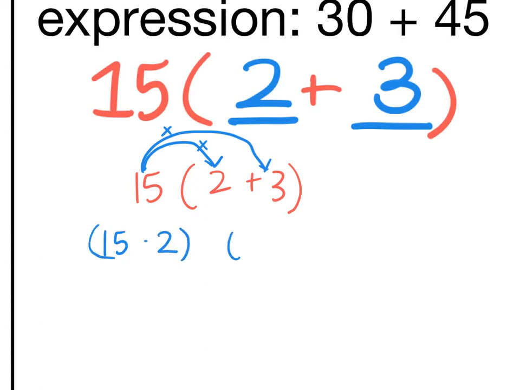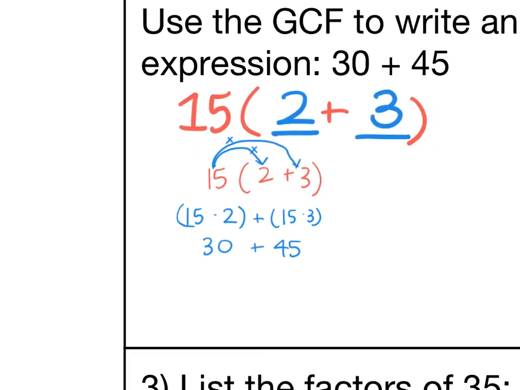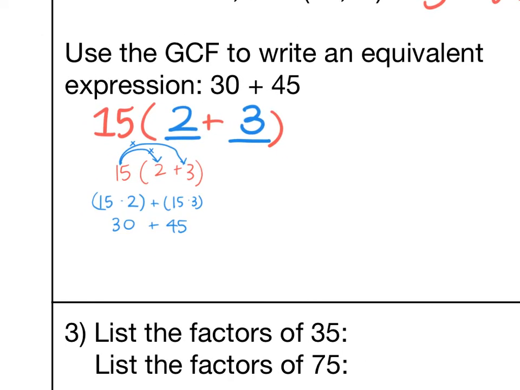My second arrow says 15 times 3. And because there's a plus sign in between them, I'm going to bring my plus sign down. 15 times 2 is equal to 30. And 15 times 3 is equal to 45. So I just checked my answer, and my answer of 15 times 2 plus 3 is equivalent to 30 plus 45, okay?